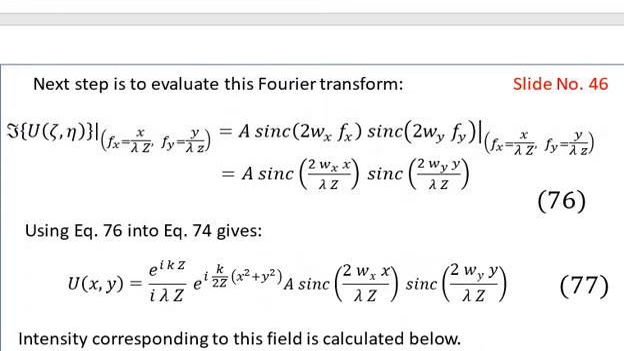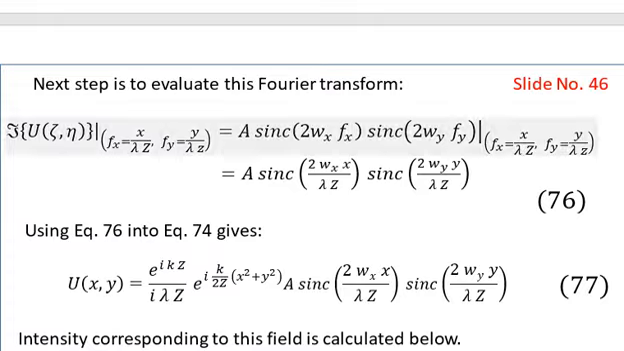Next step is to evaluate this Fourier transform at the coordinates fx equal to x over lambda z and fy equal to y over lambda z. As listed, you know that on both sides we have listed these fx and fy values. On the left hand side these are the symbolic representation that we are writing, but we shall actually be using these fx and fy values on the right hand side.